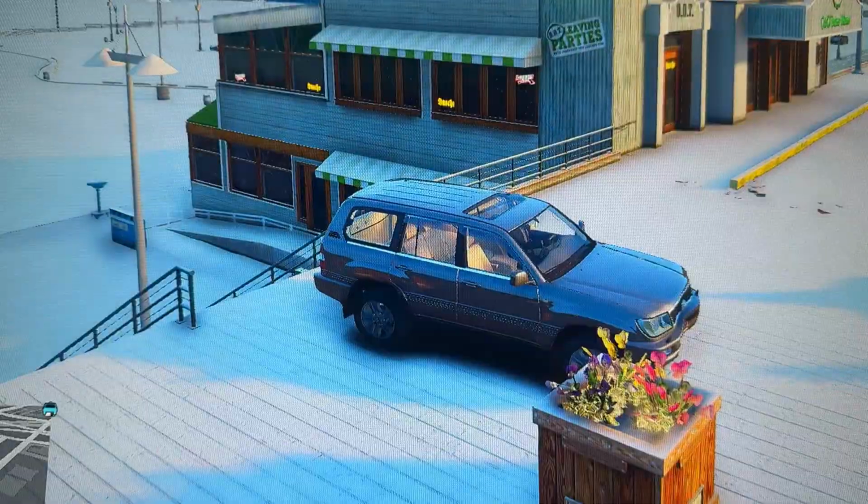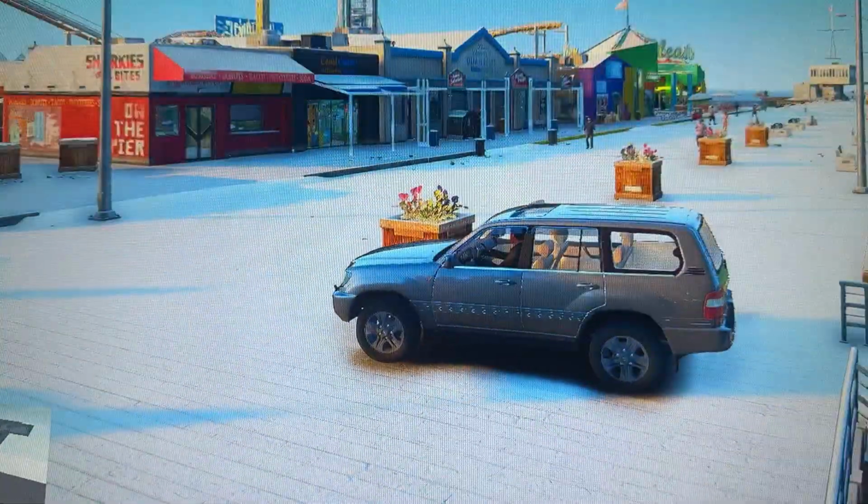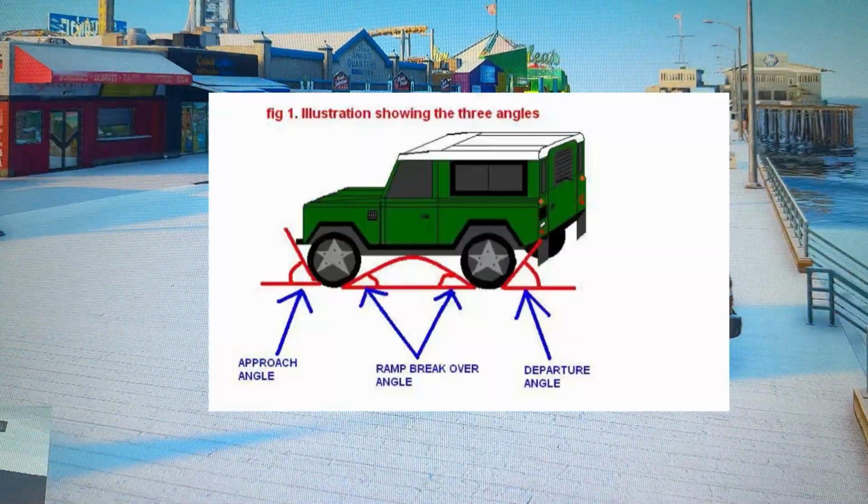So yep, that's the basics of the approach, departure and breakover angles.